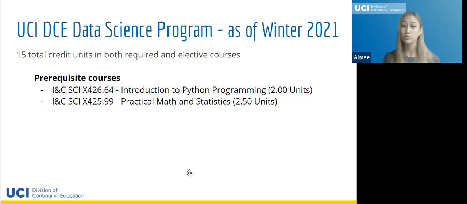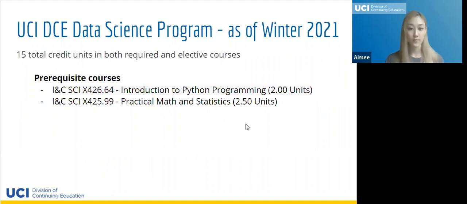These are crucial skills that will be required in order for students to be successful in all of the subsequent courses in our program. Now, these are prerequisite courses, and what that means is these credit units are not going to be applicable towards your data science certificate requirements. So if you were to complete the Introduction to Python Programming, those 2 units will count as prerequisite credits and not be applied towards your 15 total credit units.